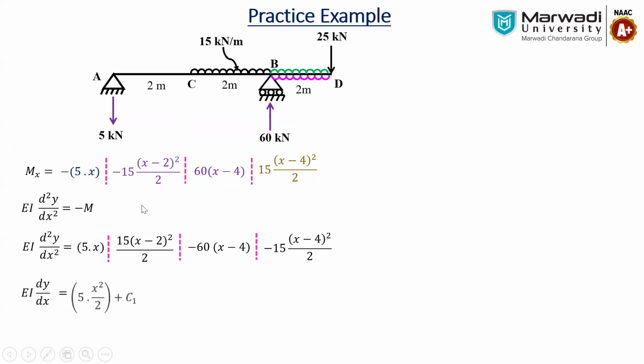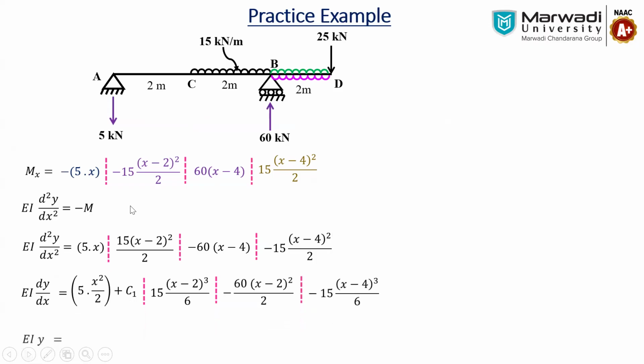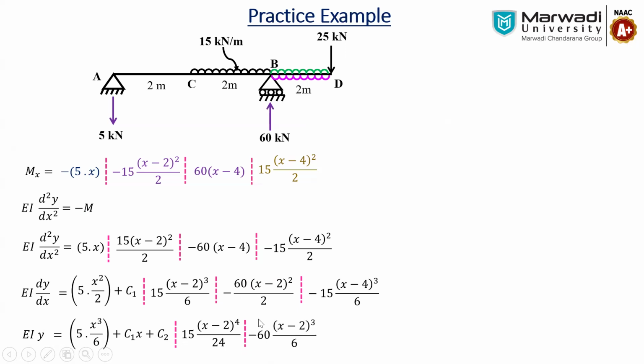That is of x squared by 2 plus c1. 15 x minus 2 cubed by 6 minus 60 x minus 4 square by 2 and minus 15 x minus 4 cubed by 6. Last equation, we again have to do the integration. So it will give 5 x cubed by 6 plus c1x plus c2. Then the second section, it is 4 by 24, so it is 15 x minus 2 raised to 4 by 24 minus 60 x minus 2 raised to 3 by 3, so it is 6. So minus 60 x minus 2 cubed by 6 and minus 15 x minus 4 raised to 4 by 24.